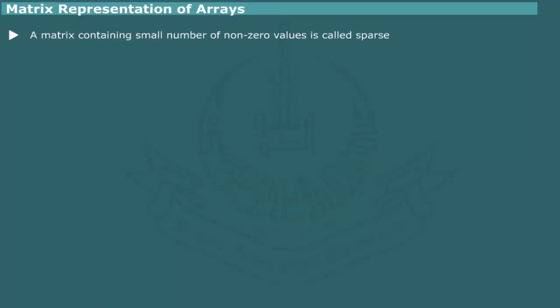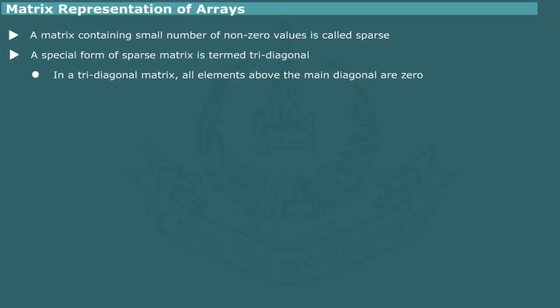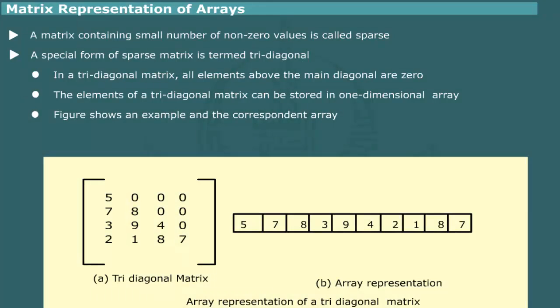In some applications, matrices contain only a small number of non-zero values. Such matrices are known as sparse. A special form of a sparse matrix is called tridiagonal, in which all elements above the main diagonal are 0. The elements of a tridiagonal matrix can be stored in a one-dimensional array. The figure shows an example and the corresponding array.